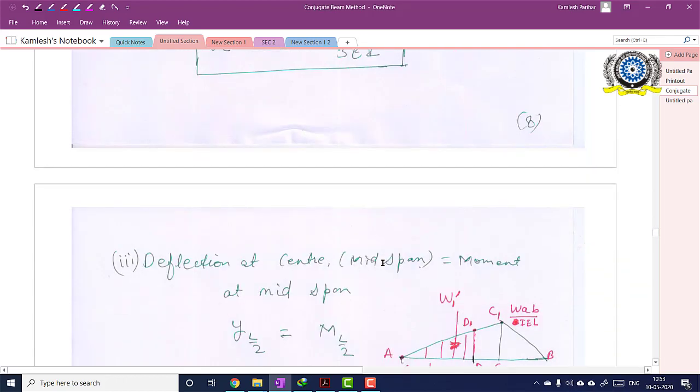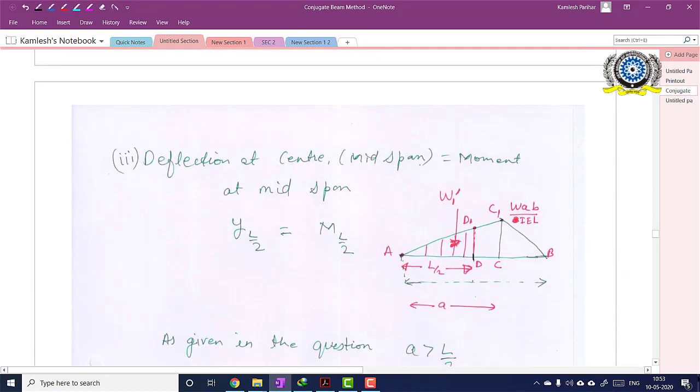Now the second part. What is the second part? Deflection at center. It was given already in the question that this A is greater than L by 2. It means the center is not at point C but somewhere before C. Say this point is D, where the center is. So the center point is D and the ordinate on the load is D1. Now what if I have to find out the deflection at this point? Again, I will calculate the bending moment at this point. So the bending moment in the conjugate beam will give me the deflection in the real beam.